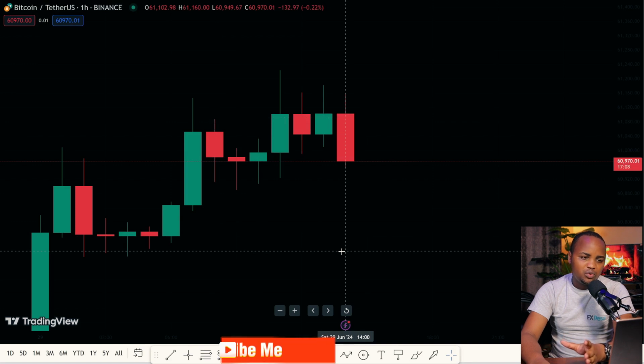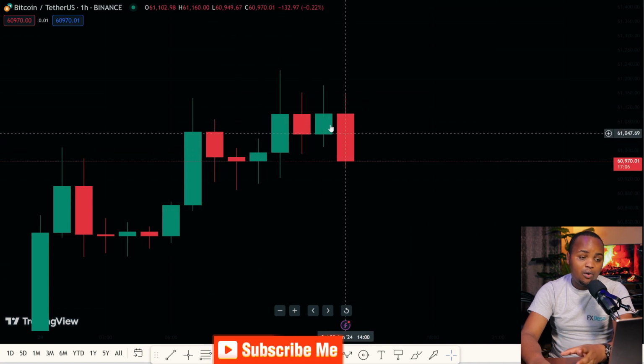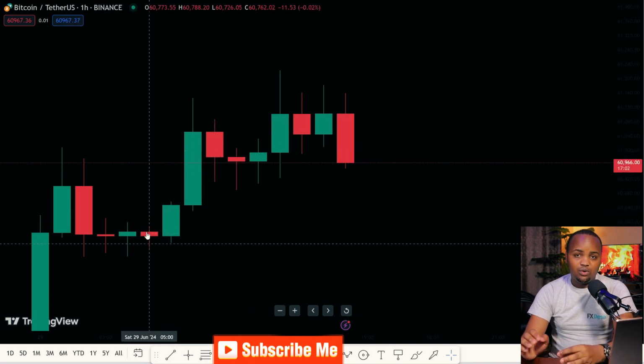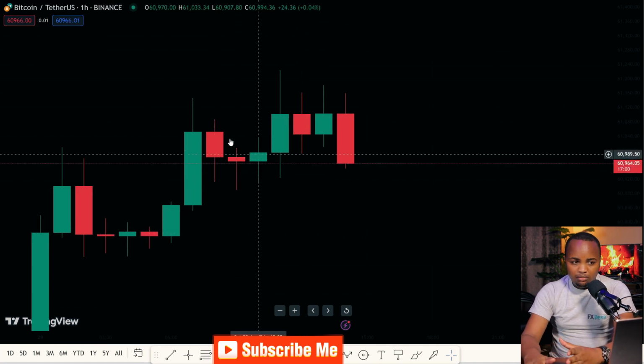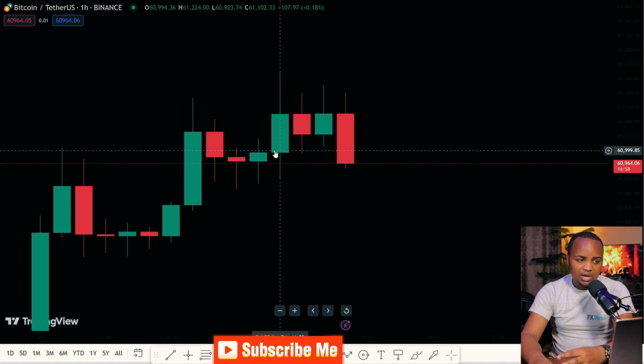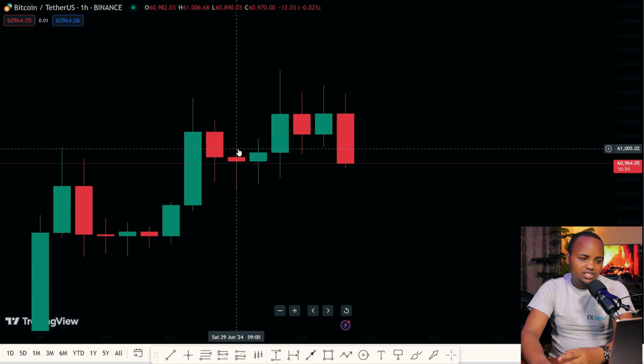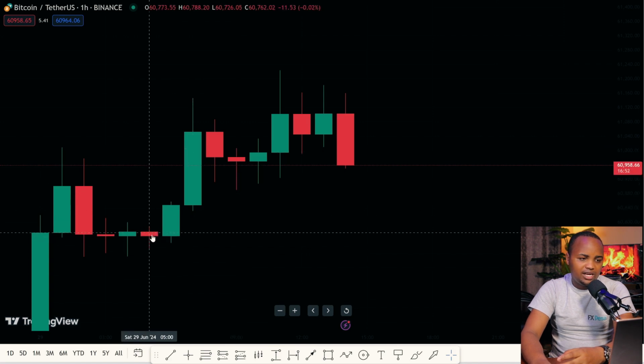So we have 1 hour, 1 hour, 1 hour, 1 hour. All these candles that you normally see here represent 1 hour of movement. And let me explain to you what you see about the reds and greens. Let me start from this so that you can really understand.